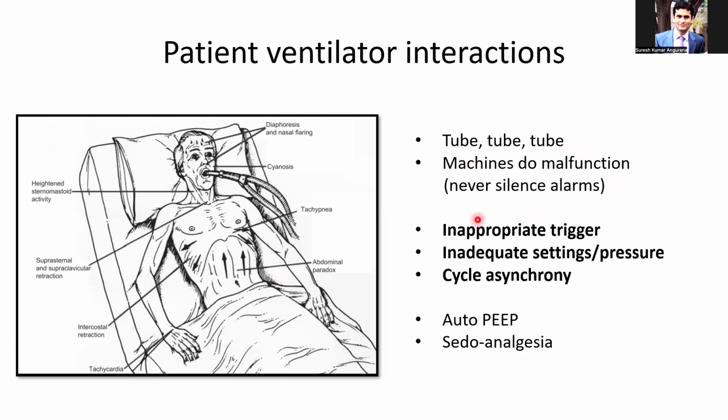Then we can check the phase variables: there may be an inappropriate trigger, there may be inappropriate pressure or volume set, or there may be cycling asynchrony. So these are the important variables to check if there is any patient asynchrony. There may be auto PEEP, as we saw in the example that I showed, and analgesia. So all this is the checklist whenever the patient is fighting.